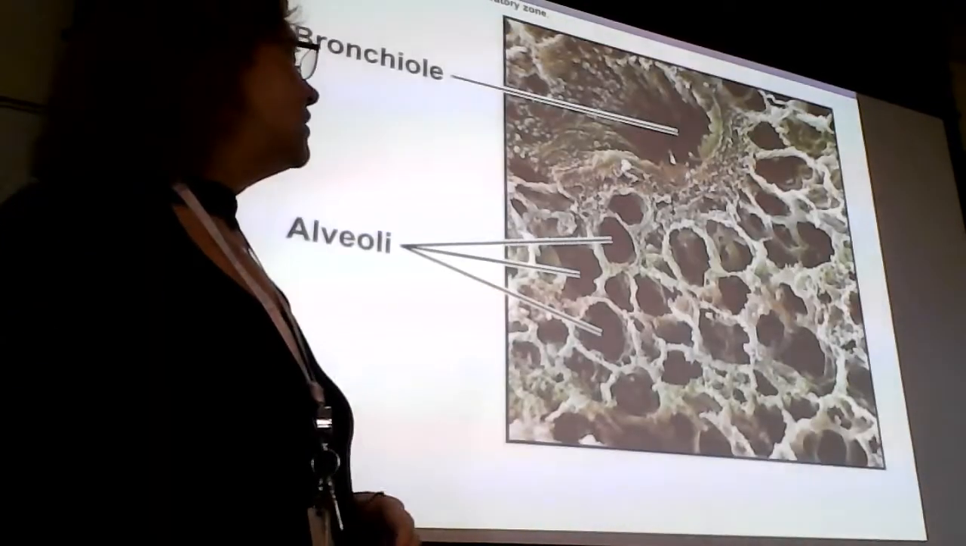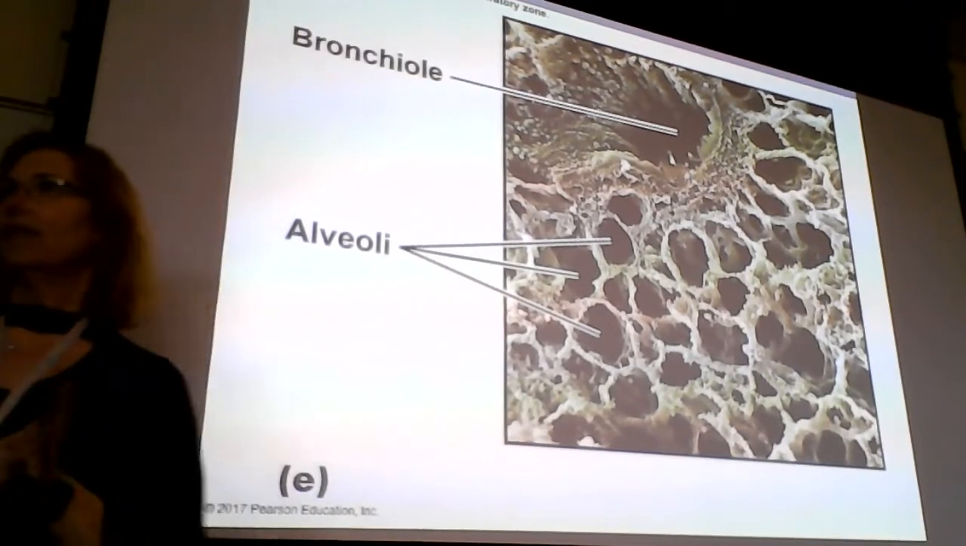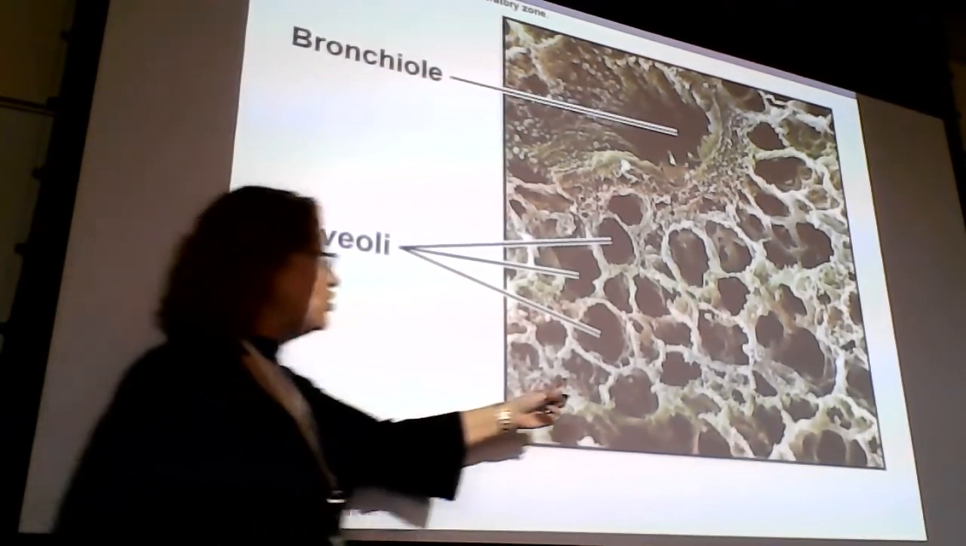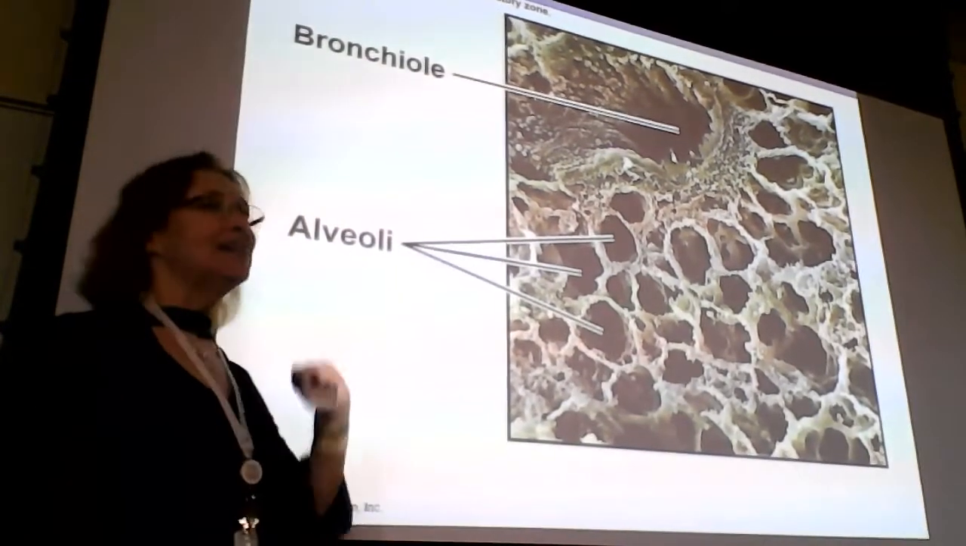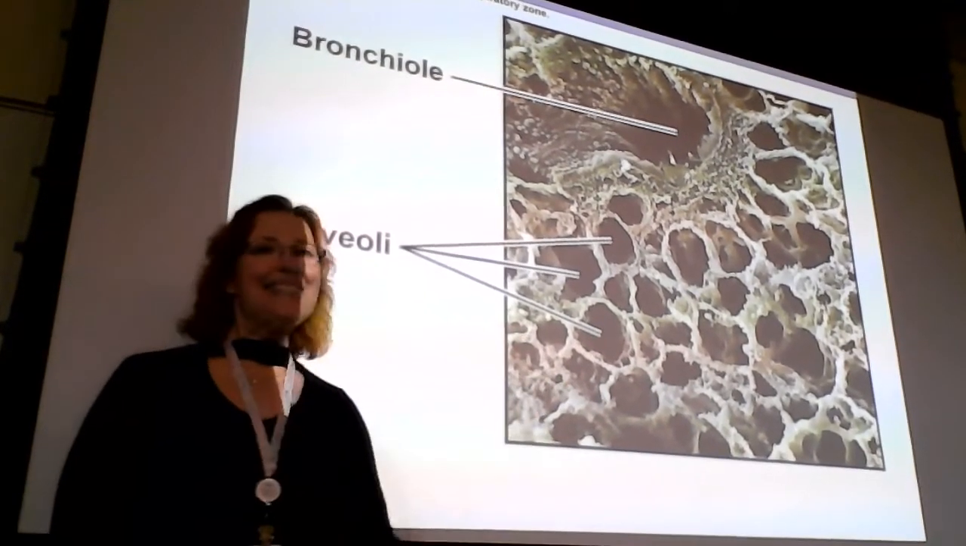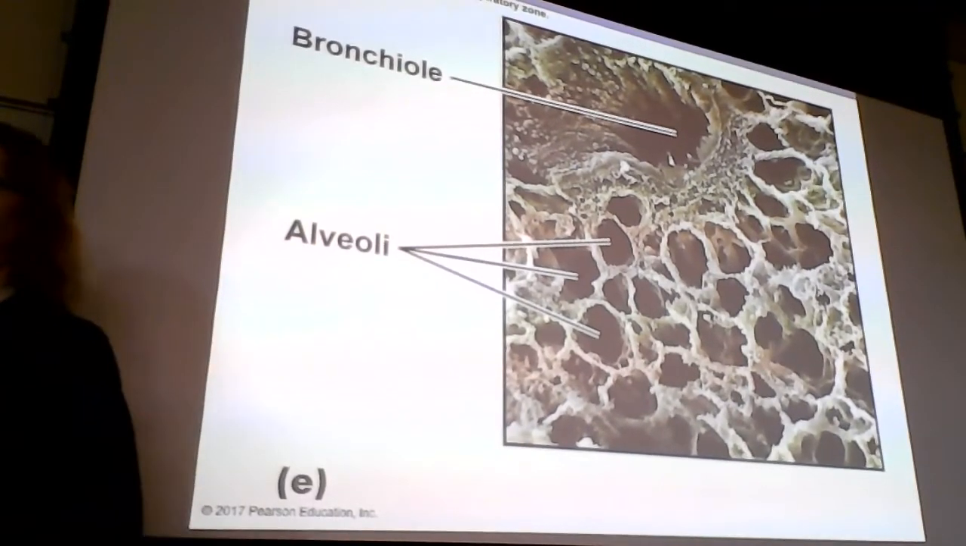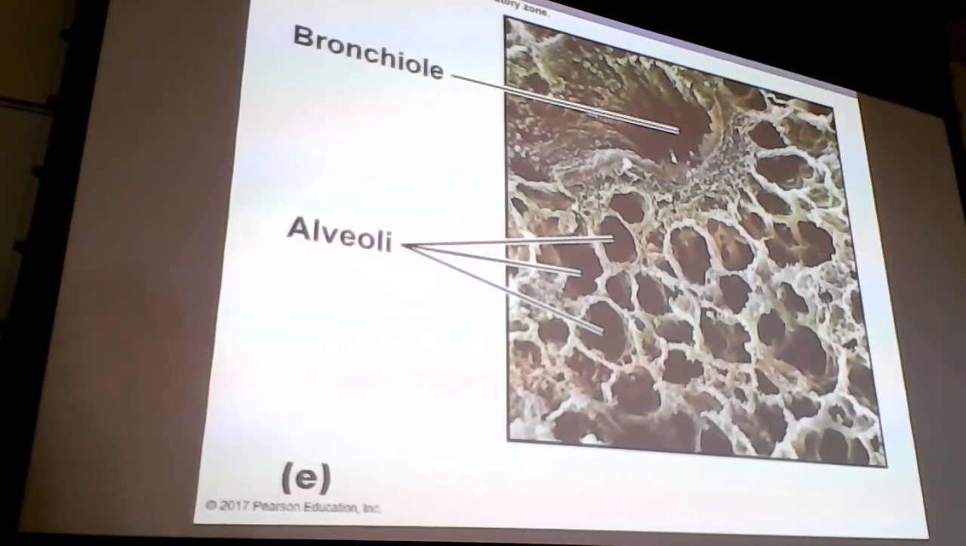What does that actually look like? Well, it looks like this. Okay. So each one of these spaces is an alveolus. What this is a cast of is the blood vessels.